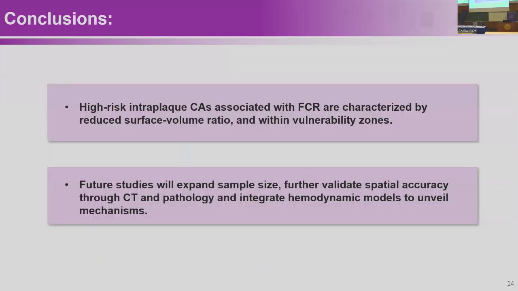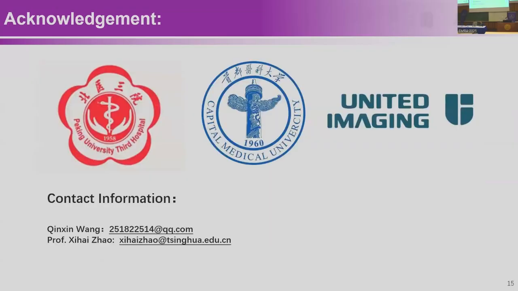So here are my conclusions. High-risk intraplaque calcifications associated with FCR are characterized by higher surface volume ratio and being within vulnerability zones. So future studies will expand sample size, further validate spatial accuracy through CT and pathology, and integrate hemodynamic models to unveil mechanisms. So here's the acknowledgement of this research.